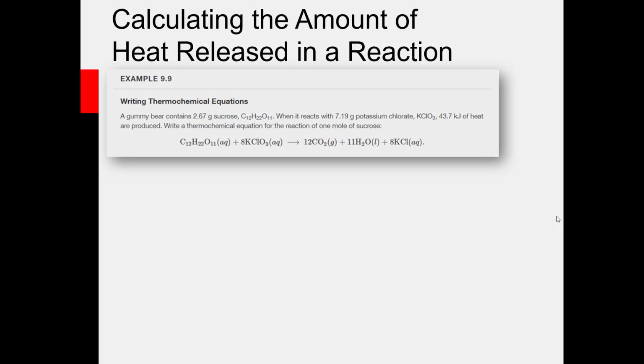So the example we're going to deal with is a very dramatic and very fun chemical reaction to witness. This may be one that you've seen in a previous chemistry class, either in high school or in your first term of general chemistry. And this is what's commonly known as the gummy bear sacrifice. If you've never seen it before, I've linked a YouTube video.